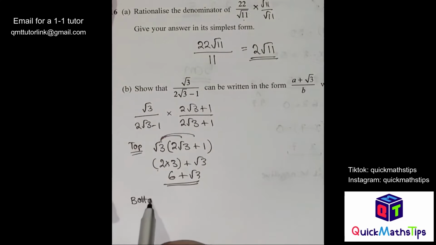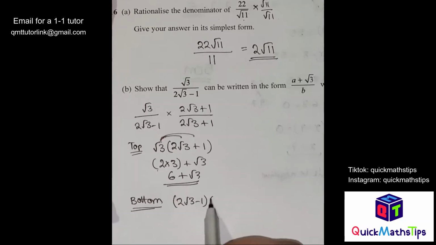And then you're going to expand out the bottom of your fraction, which is going to be 2 root 3 minus 1 and 2 root 3 plus 1. 2 root 3 times 2 root 3: 2 times 2 is 4, root 3 times root 3 is 3, so 4 times 3.